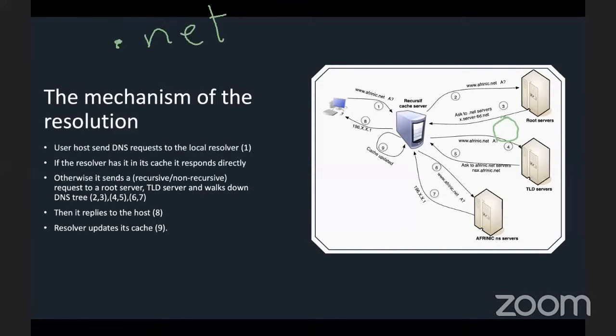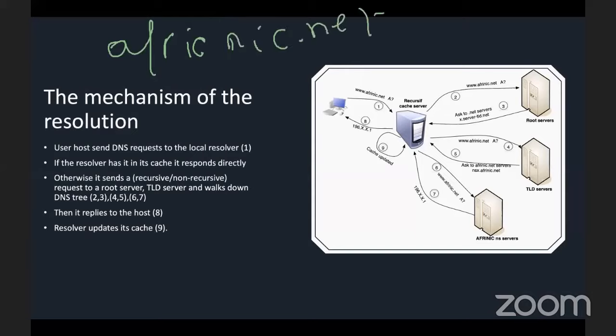Then the .net server will give the answer to our cache saying that, okay, if you want to know where you can have the answer for afrinic.net, we are at step five. Now send the request to this specific server, step six.